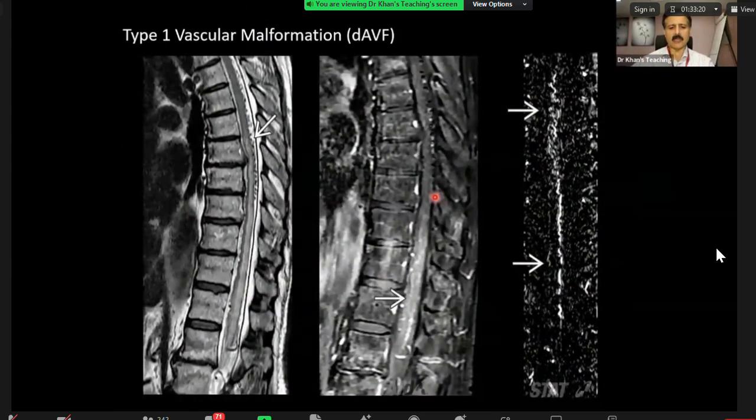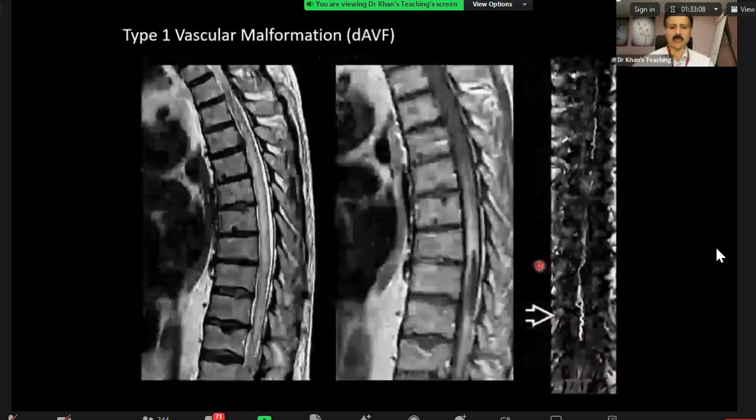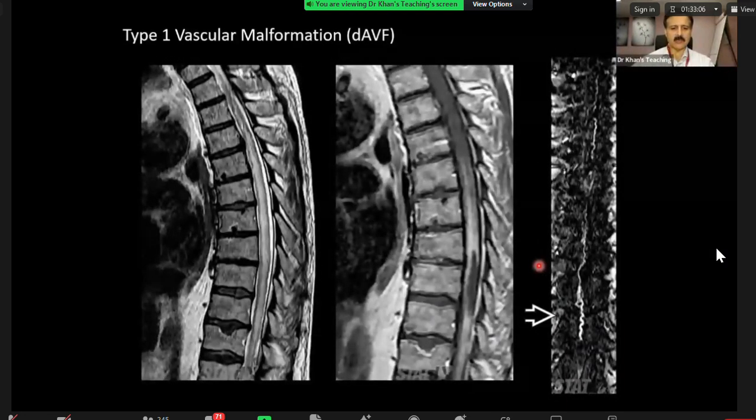Other cases from STAT-DX for dural AV fistula, same thing here. You can see that the cord signal is increased. Nobody is going to ask you about MRAs or things like that.